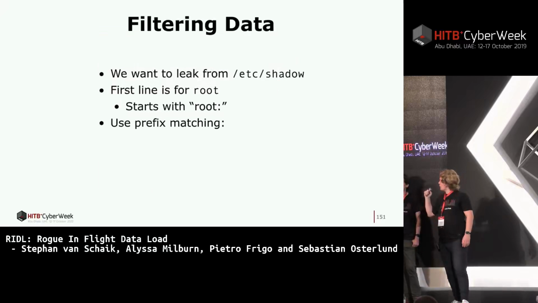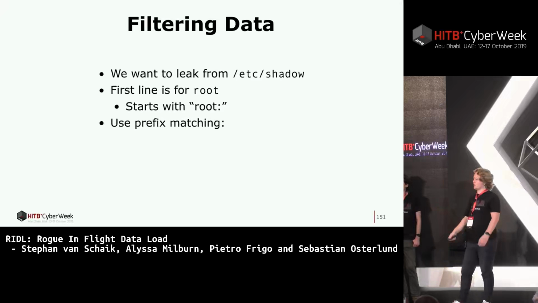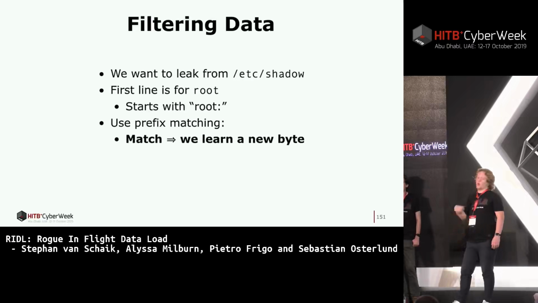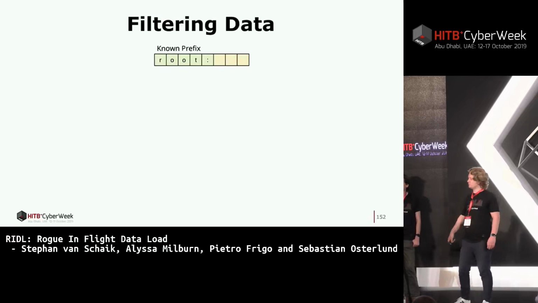And then, of course, what we can do is use some kind of prefix matching, since we already know a part of the data we want to leak. So if we see a match with our previous measurements, we assume that the following byte after that is correct. If it's not a match, we just discard the measurement. So we can actually discard all these garbage measurements.